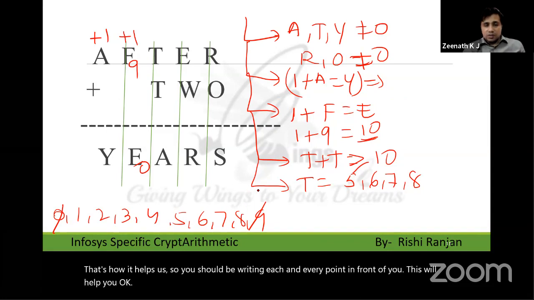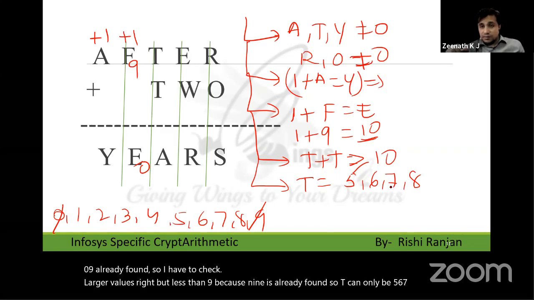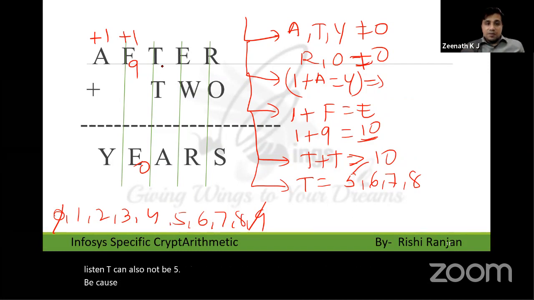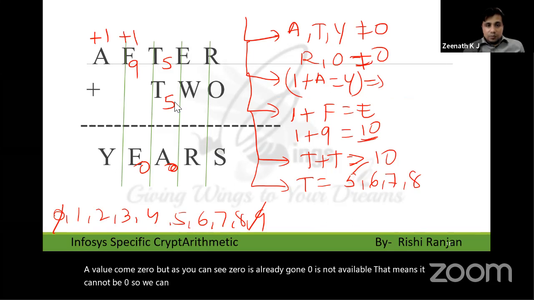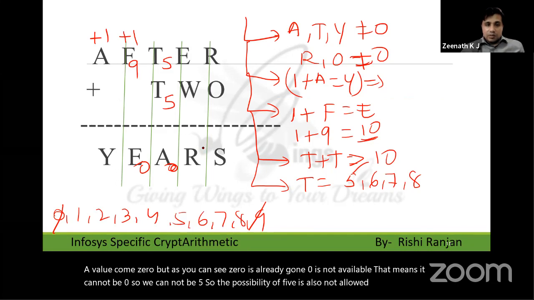Now 0 and 9 are already found. So I have to check larger values, right? But less than 9, because 9 is already found. So T can only be 5, 6, 7, 8. Now, listen, T can also not be 5. Because if T becomes 5, in that case, 5 plus 5 will become 10. A will become 0. But as you can see, 0 is already gone. 0 is not available. That means A cannot be 0. So T cannot be 5. So the possibility of 5 is also not allowed here.